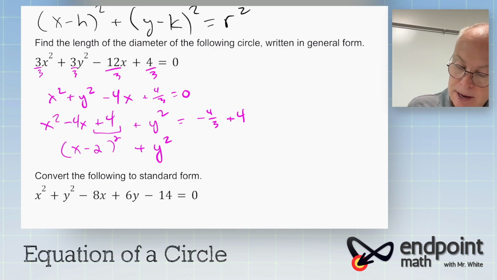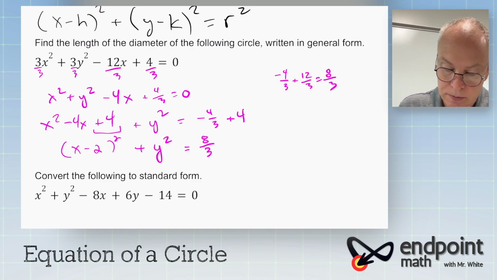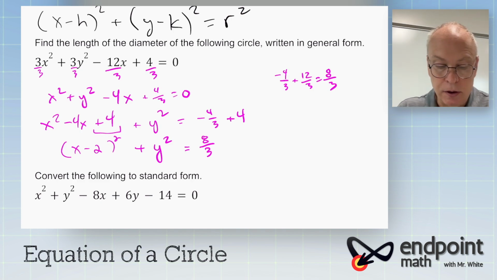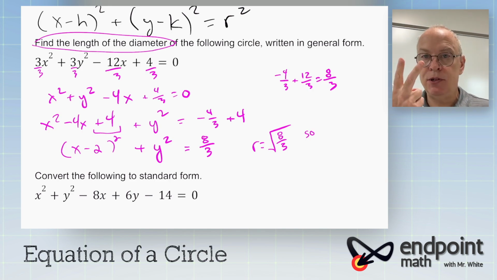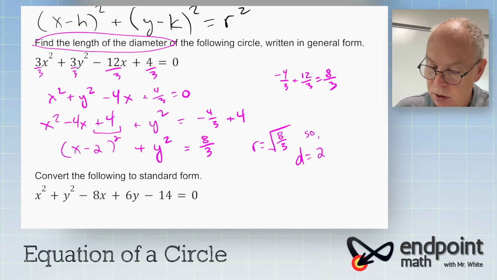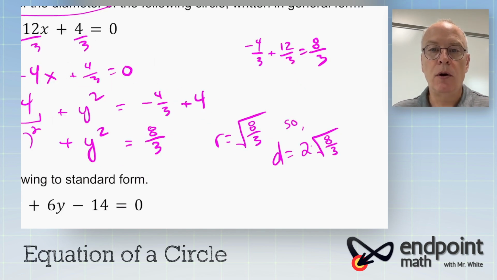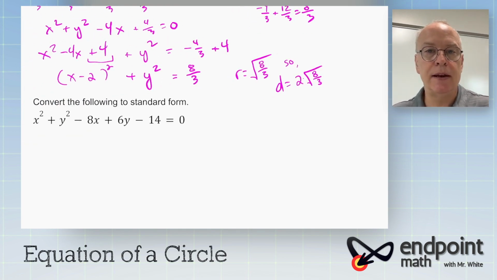Now this, you need common denominators in order to add fractions. So just as a reminder, this would be 12/3, which is 8/3 when you add them. So this equals 8/3. So there you go. The question says find the length of the diameter. Well, the radius is the square root of 8/3. So remember the diameter is 2 radii. So the diameter would be 2 times the square root of 8/3. So you could put that in your calculator, or if you remember how to simplify radicals, it does simplify a bit. I'm not going to take time to do that right here.